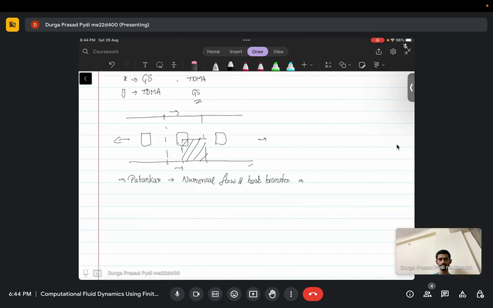Solving the diffusion equation, 2D diffusion equation, 3D diffusion equation, using Gauss-Seidel, TDMA. That's where he is now. So maybe next week he's coming up. We have 6 more weeks if I'm not wrong.